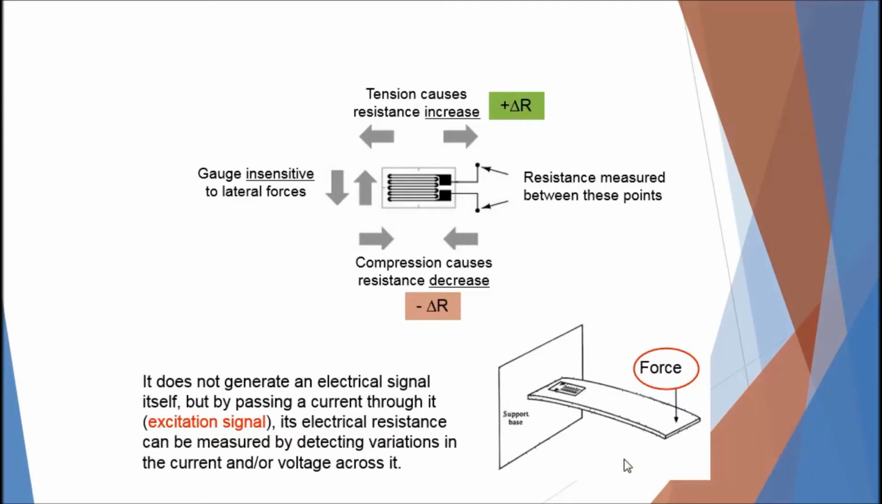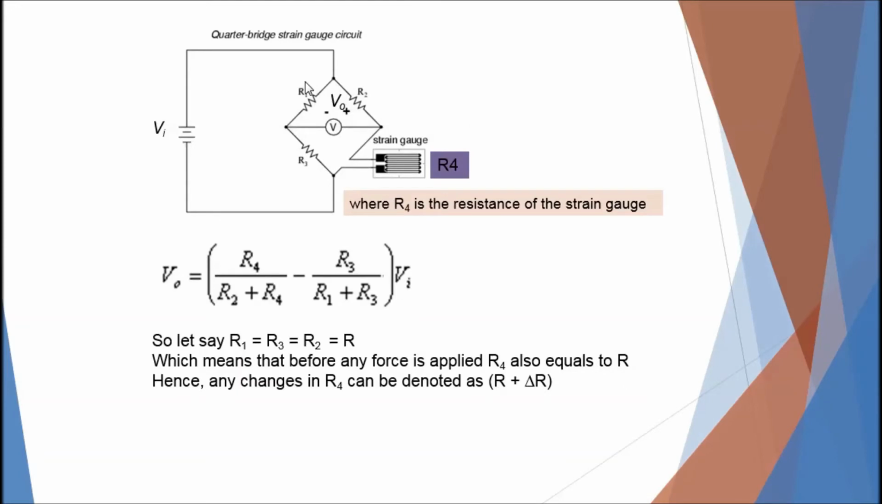But if you compress, meaning you have a force underneath, the compression will cause the sensor's resistance to decrease. So it's minus delta R. Now, it does not generate an electrical signal itself. By passing a current through it, its electrical resistance can be measured by detecting variations in the current or the voltage across it. So based on that, we are going to measure the voltage.